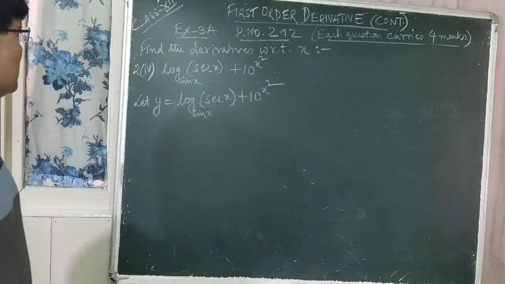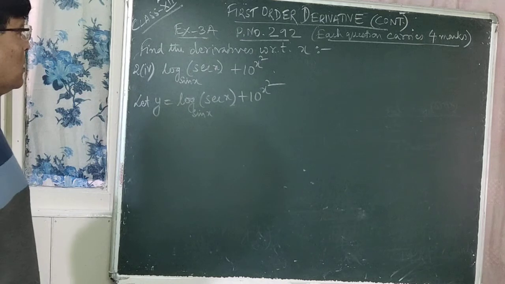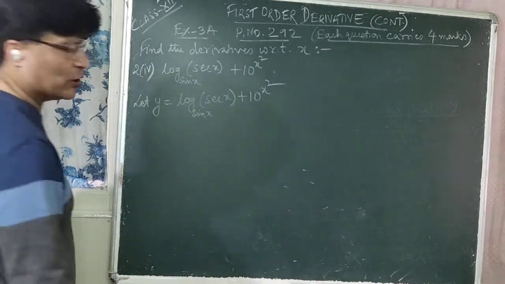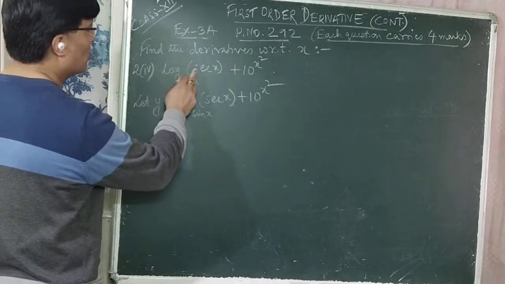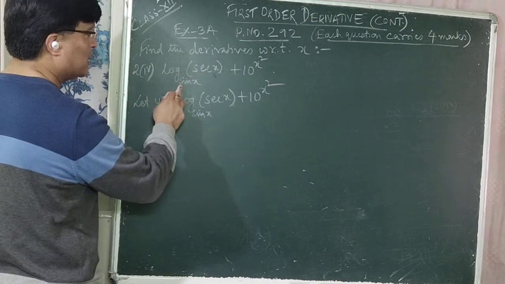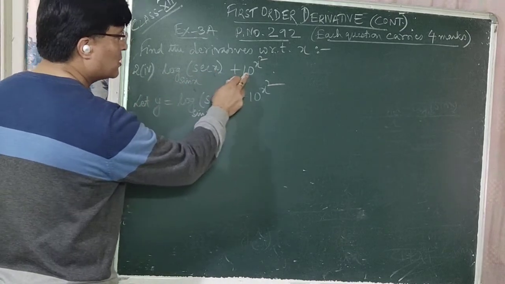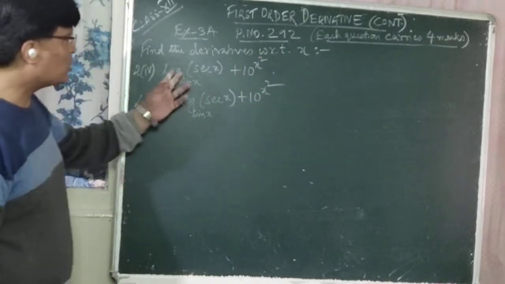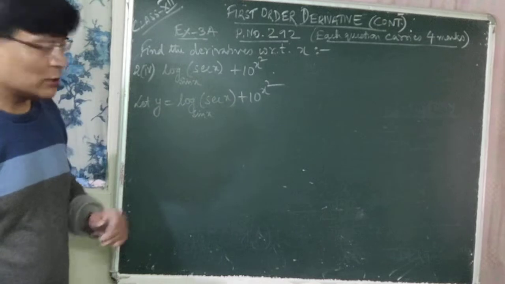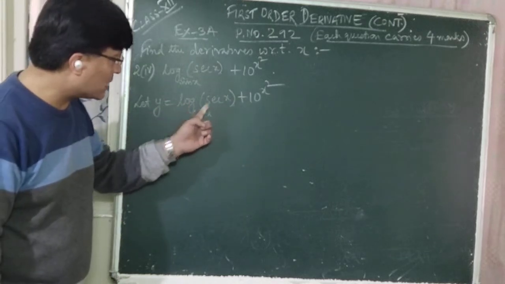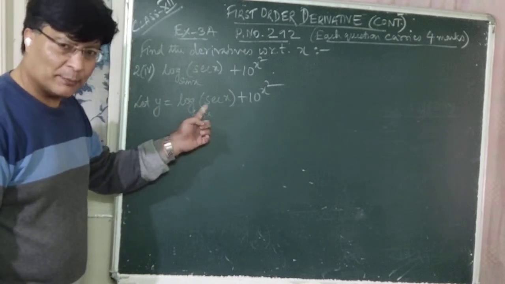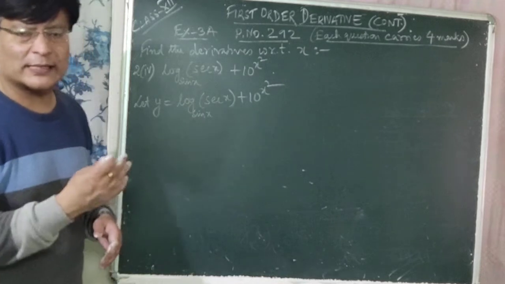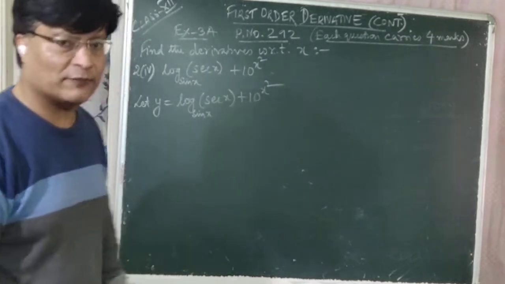So now we'll do the next question, that is 2 number 4. You have to find out the derivative of this function, that is log of sec x base sin x plus 10 to the power x square. So let us assume this function as y. So here also log sec x base sin x is there. Here base is also the variable. If base is also the variable, you should write it in terms of fraction, then only you can differentiate it.